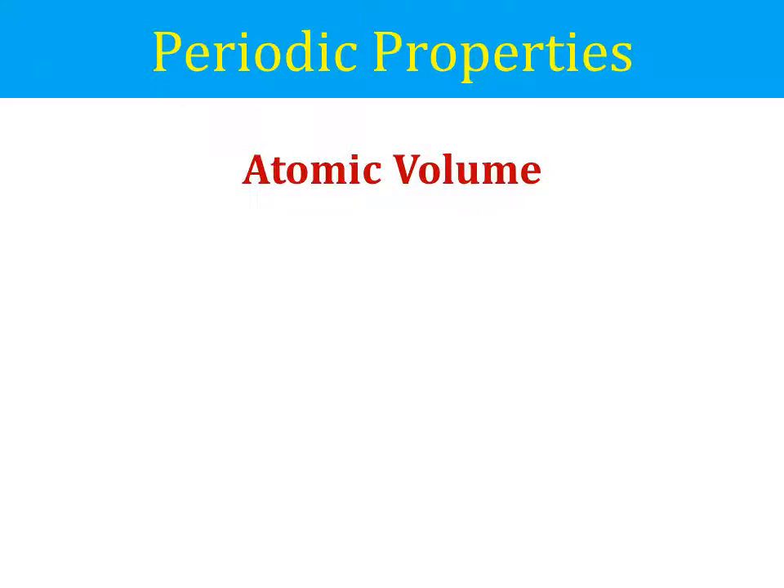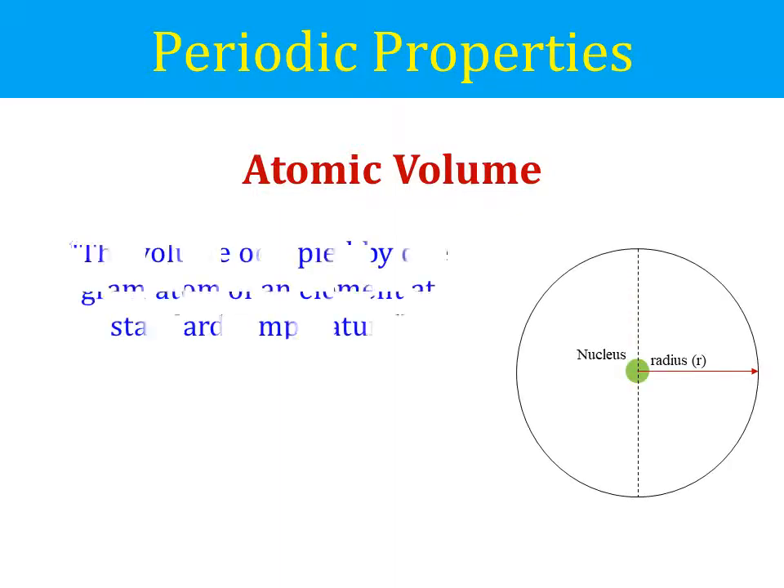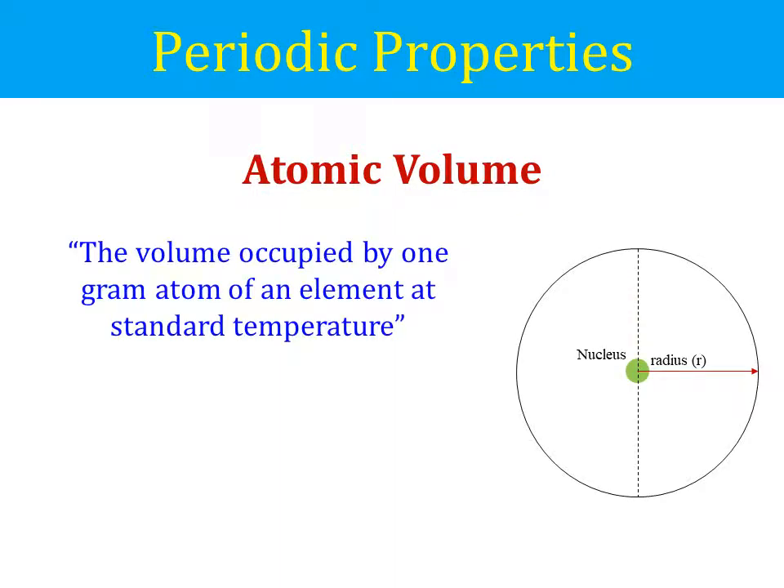Now coming to another parameter, what we call atomic volume. What is atomic volume? Atomic volume is basically the volume occupied by 1 gram atom of an element at standard temperature. We are very much familiar with what standard temperature and pressure are, so we know what standard temperature is. The point to notice over here is that it is 1 gram atom of an element.